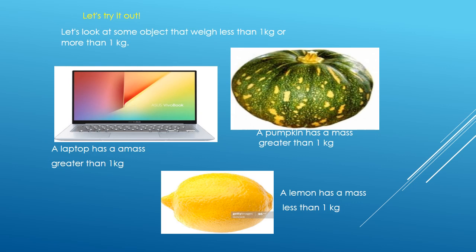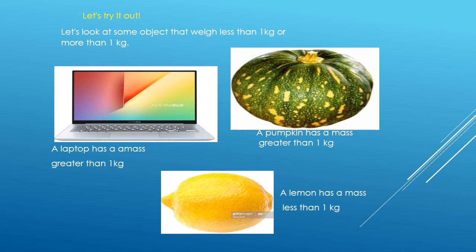Look at that mobile. A mobile phone has a mass less than 1 kg. And we have a teddy bear. A teddy bear has a mass less than 1 kg. And look at that car. It's not a toy car, it's a car. So a car has a mass greater than 1 kg.